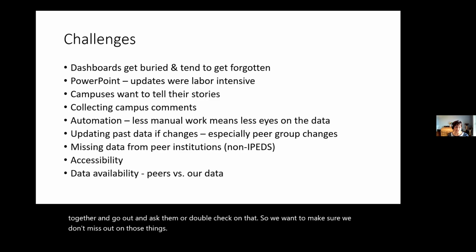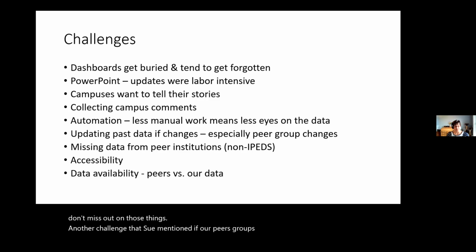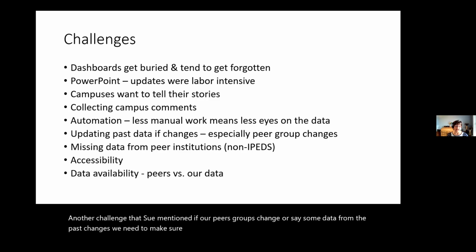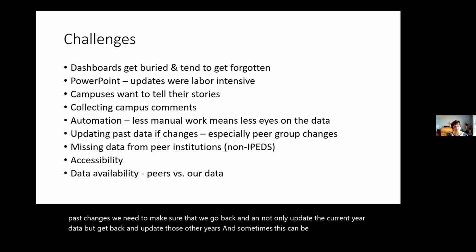Another challenge that Sue mentioned: if our peer groups change, or say some data from the past changes, we need to make sure that we go back and not only update the current year data, but update those other years. Sometimes this can be labor intensive, and we also have to make sure we catch it.